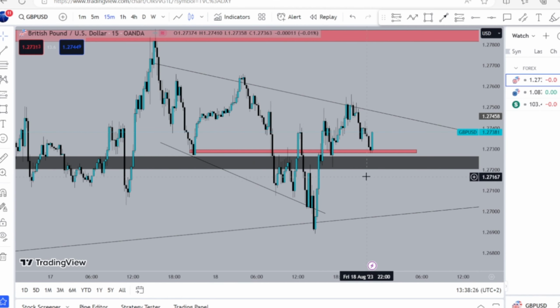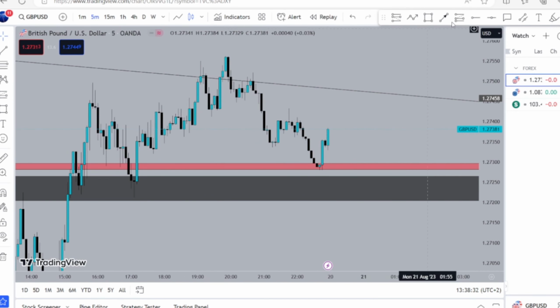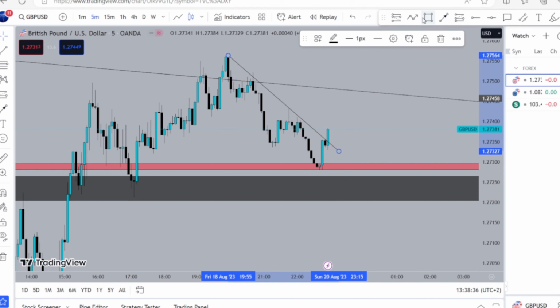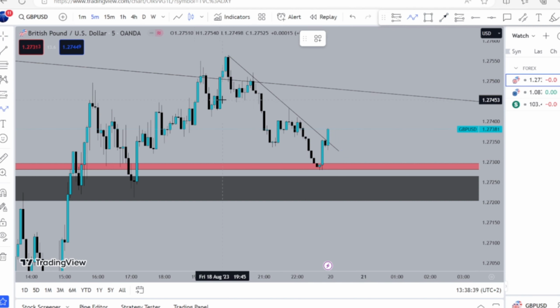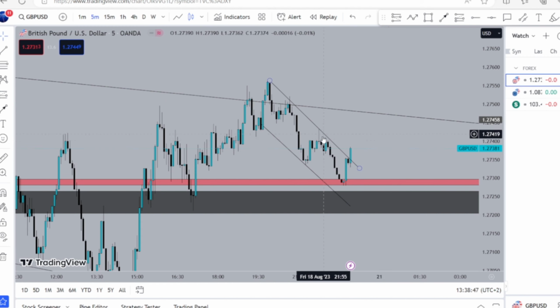Right. So let me scale down to 5 minute. On the 5 minute, I am seeing another flag right here that got broken. Another flag which got broken, right? Then what do we do? We draw our mini zones.